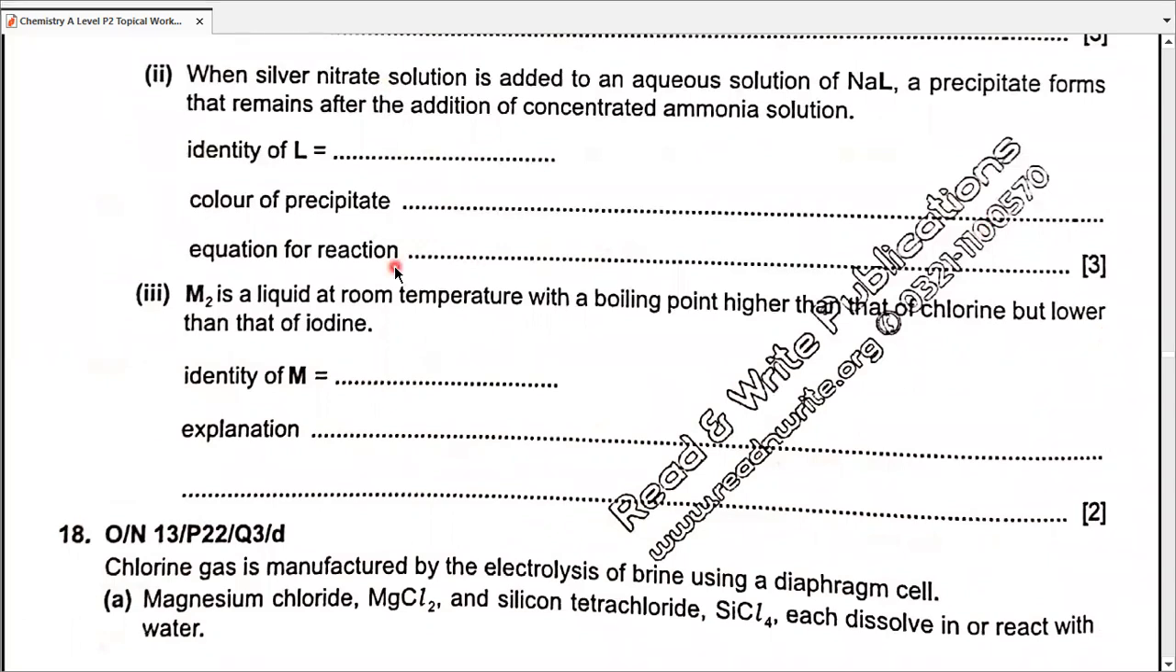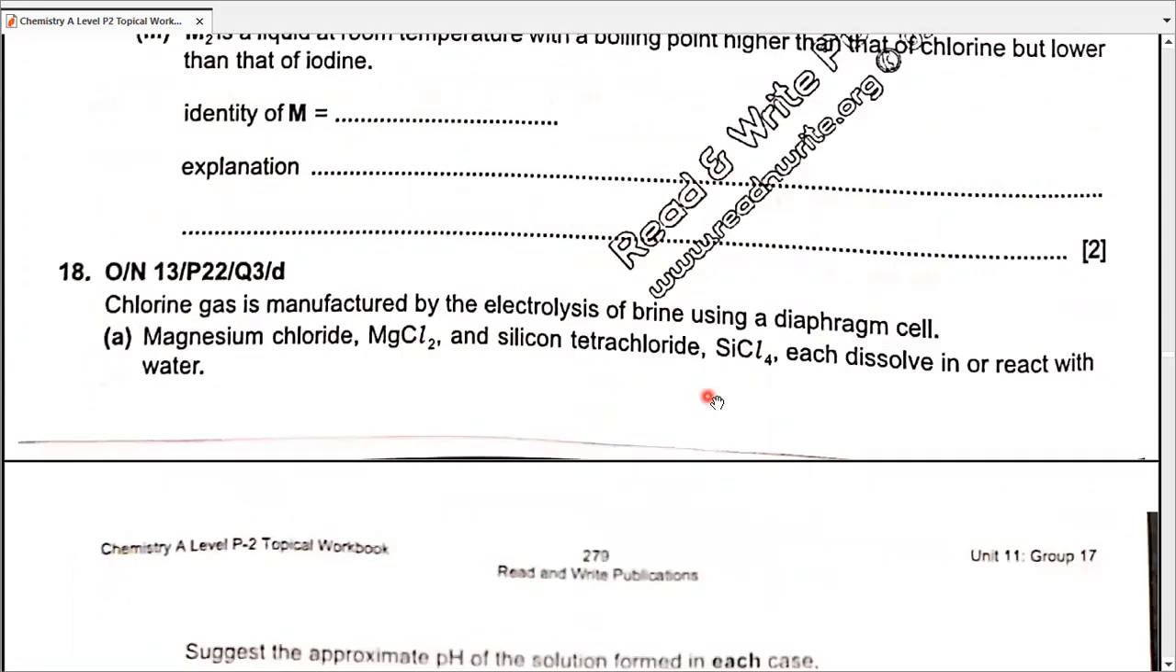This would be bromine. All right, and the explanation would be, bromine has a higher boiling point than chlorine because it has more electrons, so the intermolecular forces are much stronger between the bromine molecules. Good, that's correct. Okay, let's move on.